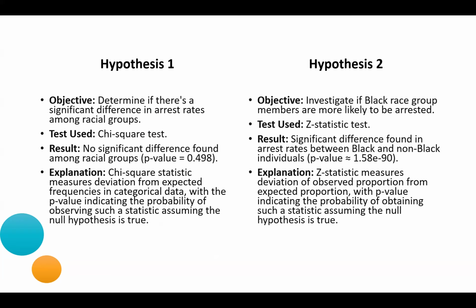And in the second case, we investigate if Black race group members are more likely to be arrested. Here the test used is the Z statistic test. The result we got is a significant difference found in arrest rates between Black and non-Black individuals. Here the p-value is 1.58. And the explanation is that the Z statistic measures deviation of the observed proportion from the expected proportion, with the p-value indicating the probability of obtaining such a statistic assuming the null hypothesis is true.